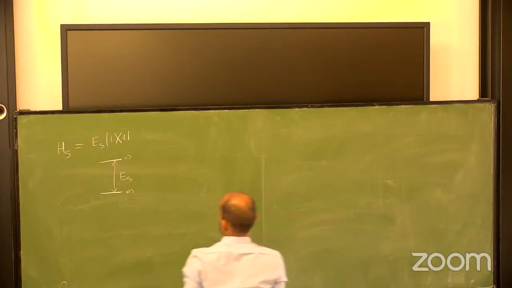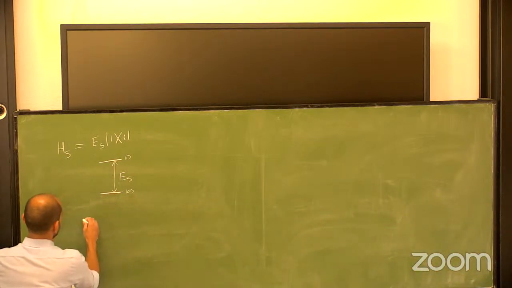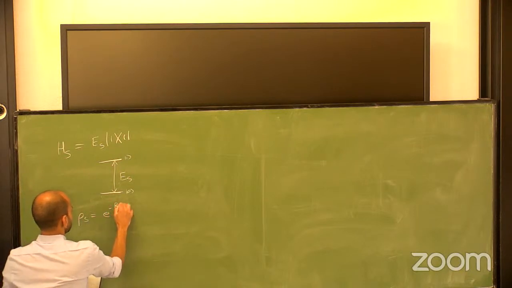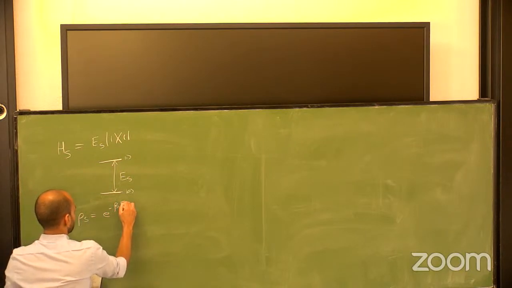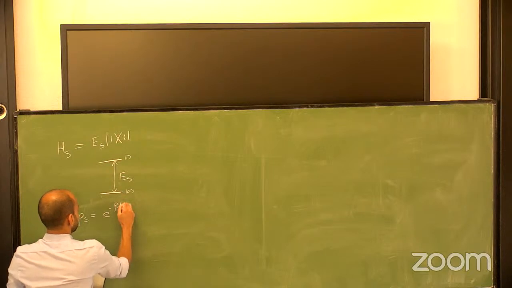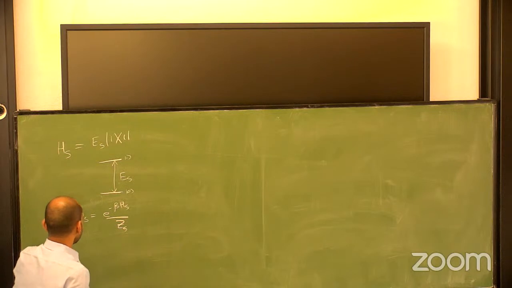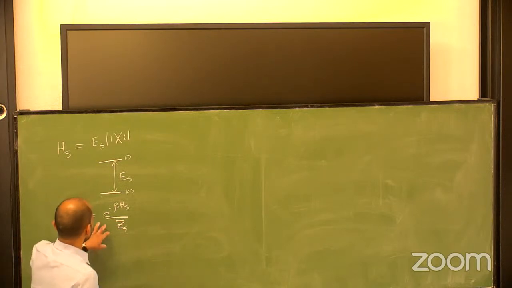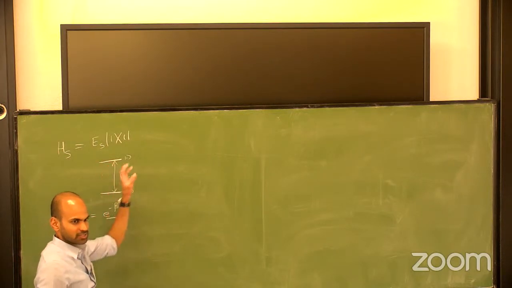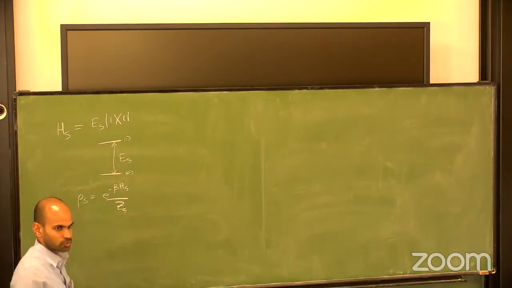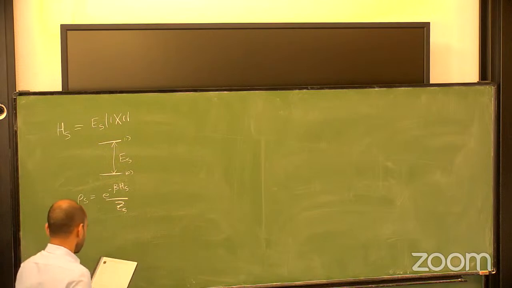And for simplicity, I'm going to assume that the system starts thermal at beta, so it's e to the minus beta H_S over Z_S. This is not such an important assumption. If you start somewhere different from thermal, you just have to change the analysis a bit to match that, but it will not change the major conclusions that we have today. So that generalization is rather simple.